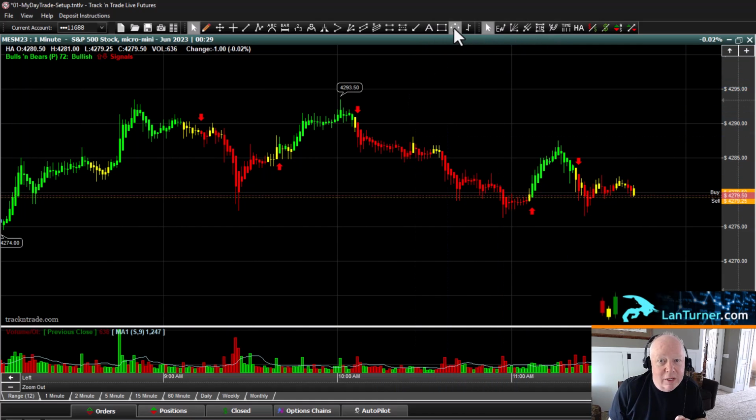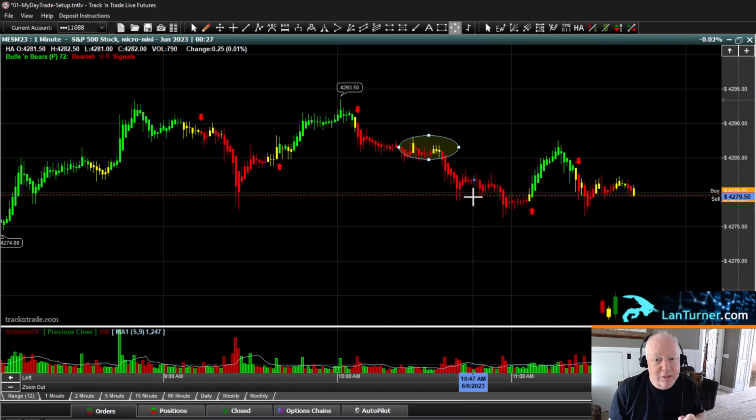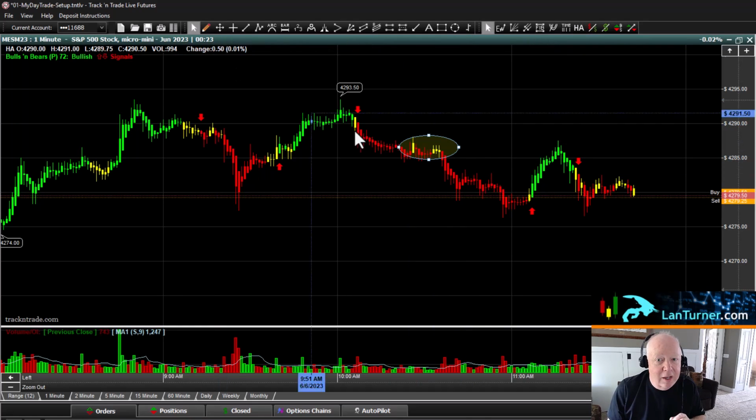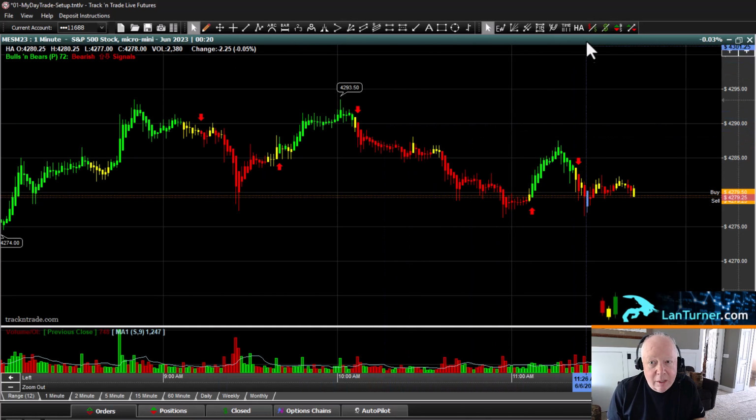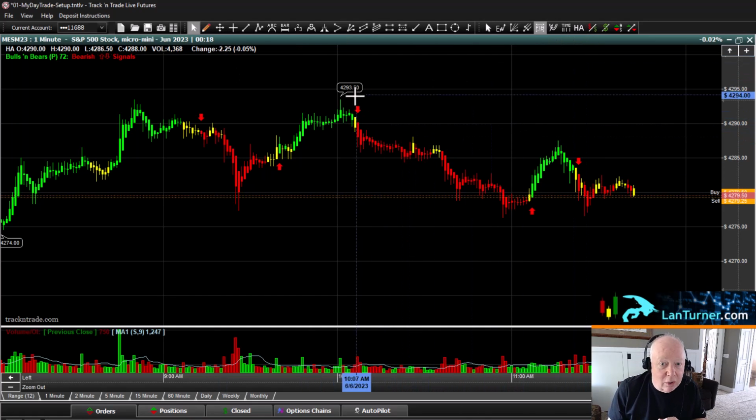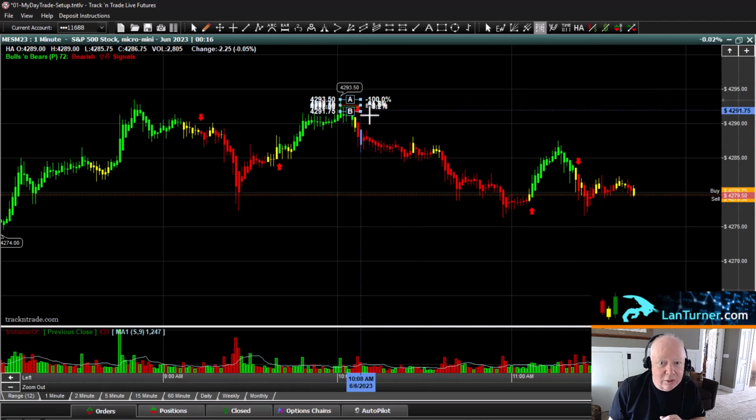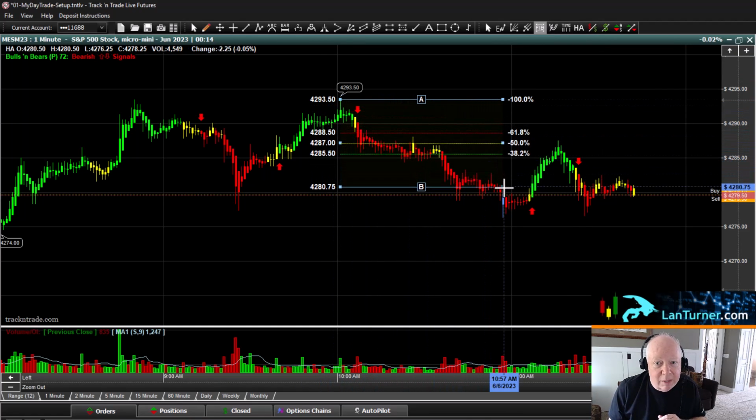We wait for the yellow bars, all right? So we wait for the yellow bars. There's our yellow bars. We're going to come in with our Fibonacci ruler once again, and we're going to drag that over the top, and we're going to go from the top here, and again, we're going to drag the ruler over the top of the yellow bars.